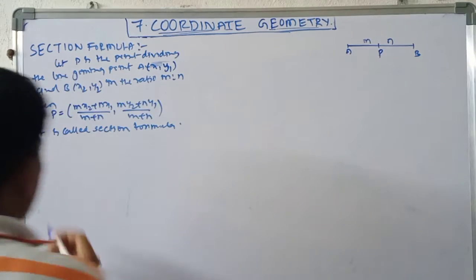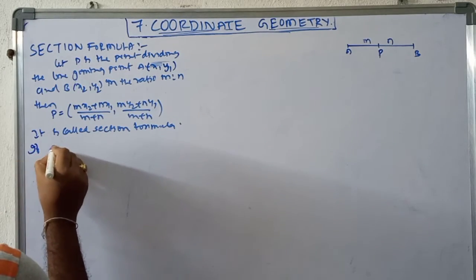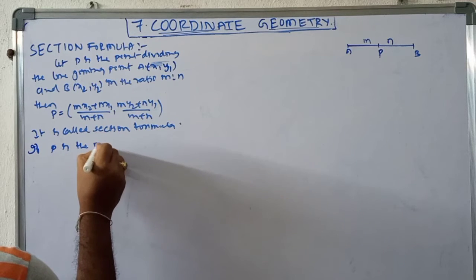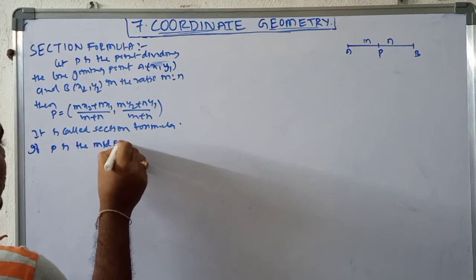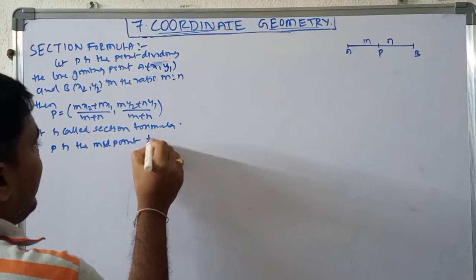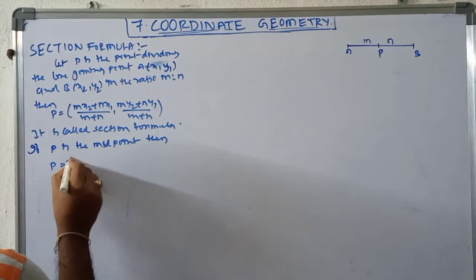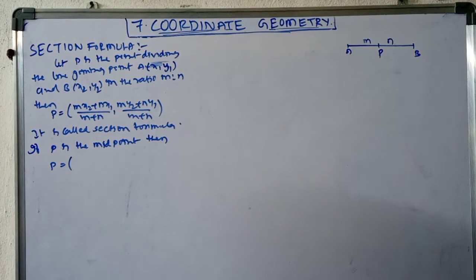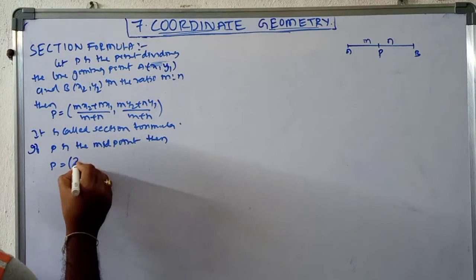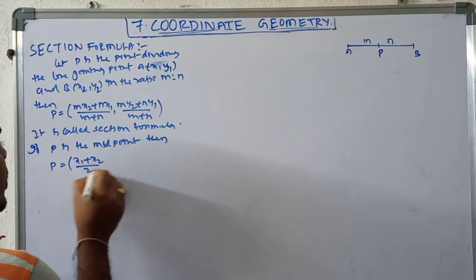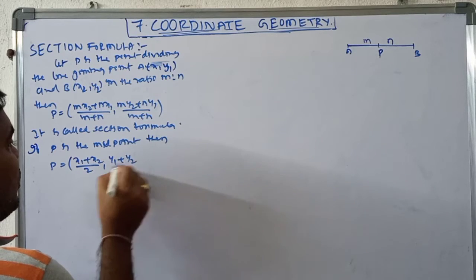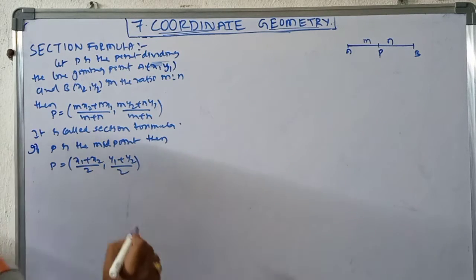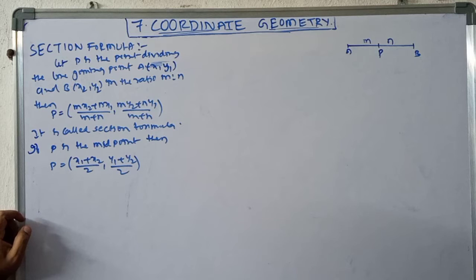So if P is the midpoint, then the midpoint is nothing but dividing in the ratio 1 is to 1. Then the P coordinates are (x1 plus x2) by 2 comma (y1 plus y2) by 2. So this is the midpoint formula: (x1 plus x2) by 2, (y1 plus y2) by 2.